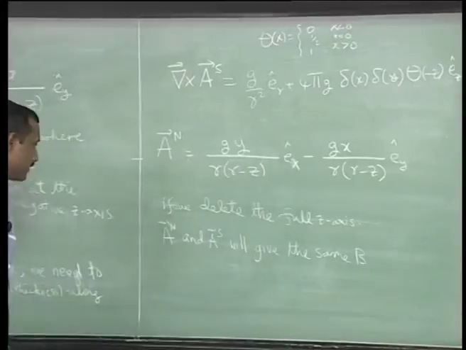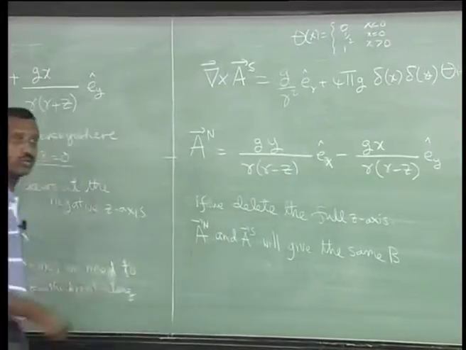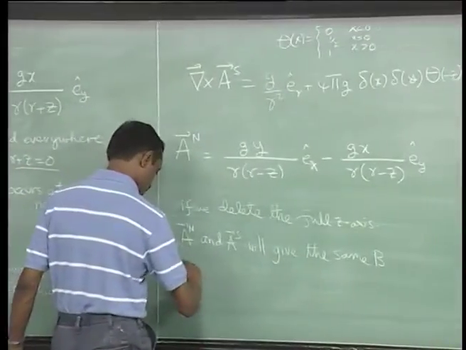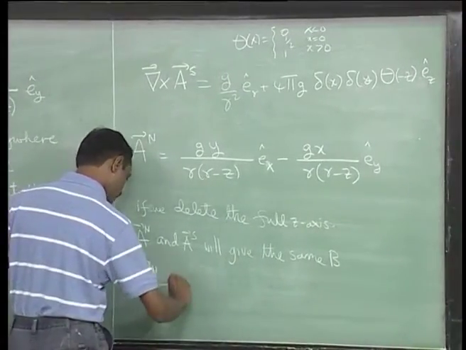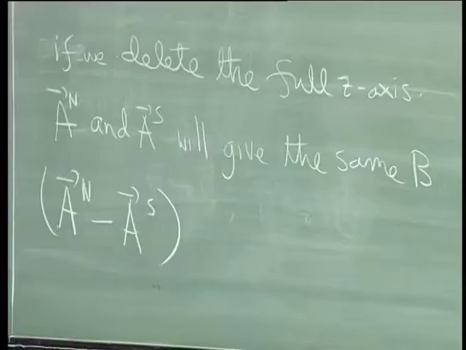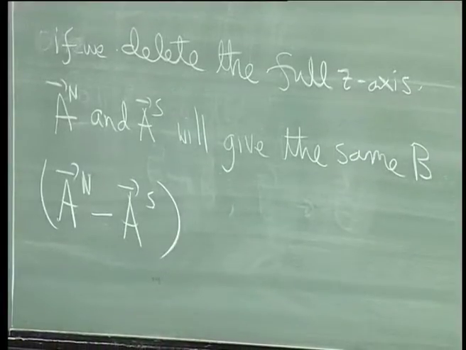Okay. So they will give the same B. So what does that imply? That A_N minus A_S should give 0 field and should be gauge equivalent.